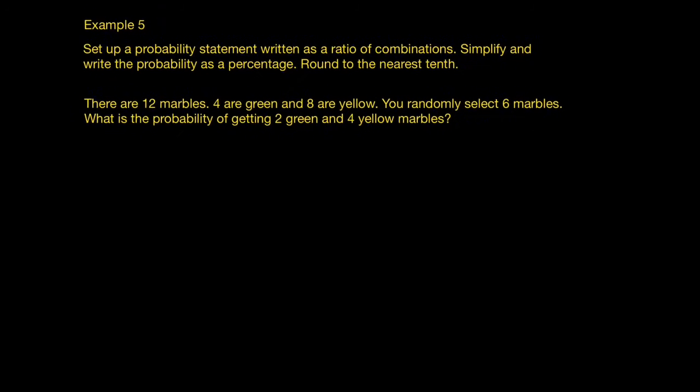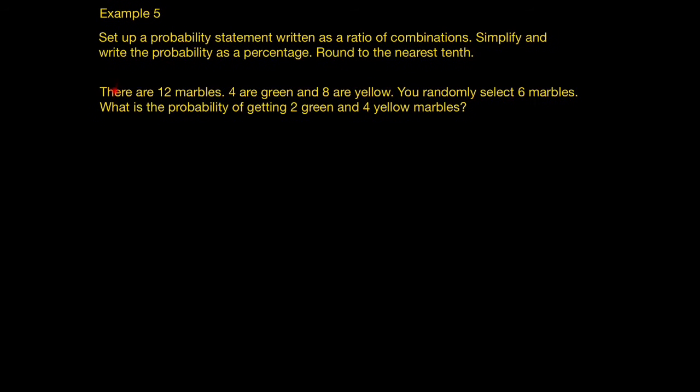Let's try out this one, example 5. It reads, there are 12 marbles, 4 are green, 8 are yellow. You randomly select 6 marbles. What is the probability of getting 2 green and 4 yellow? And we want to get the number of possibilities and divide it by the sample space. So let's begin with getting the number of possibilities, and that's basically what we want.